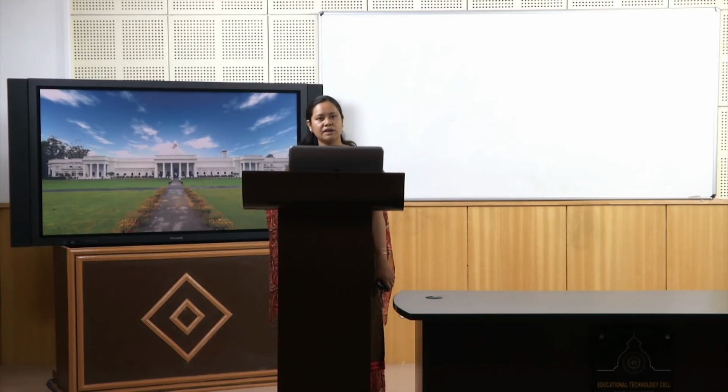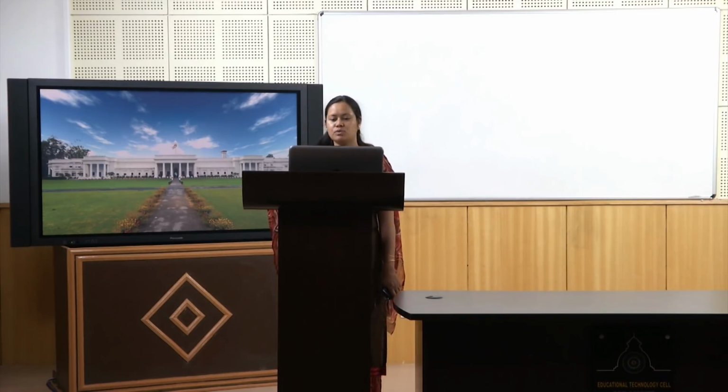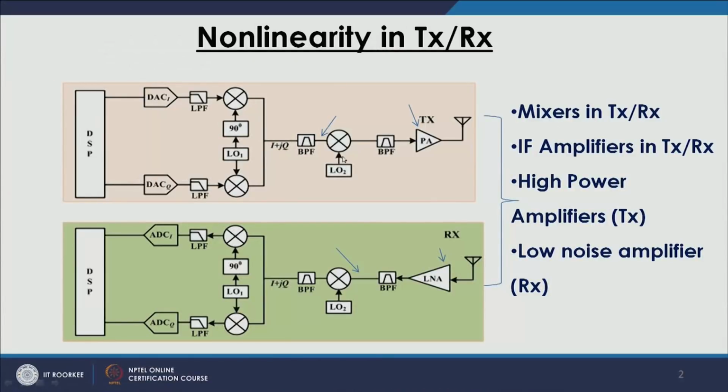The nonlinearity in the path is mostly seen in the mixers which are used for the up and down conversion, and more than that we have amplifiers so that we can send our signal at a high level. Those are called high power amplifiers. Apart from that, to maintain the level at the mixer input so that it is in the proper range of power, we have IF amplifiers in both transmitter and receiver.